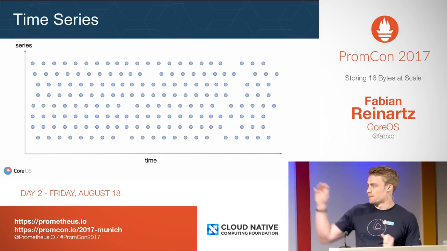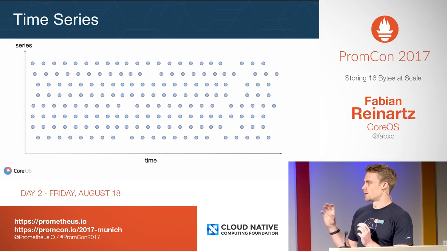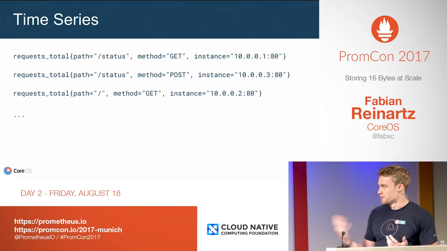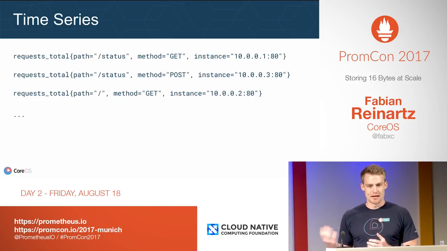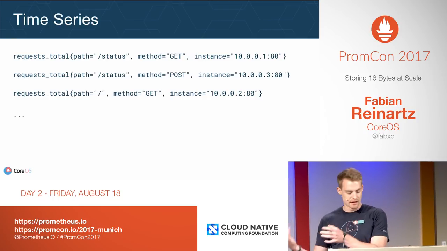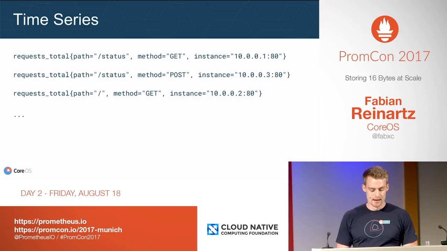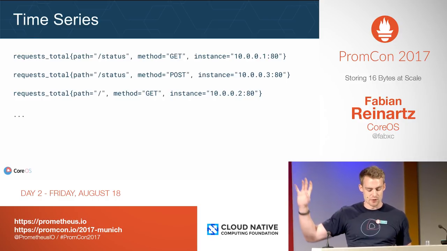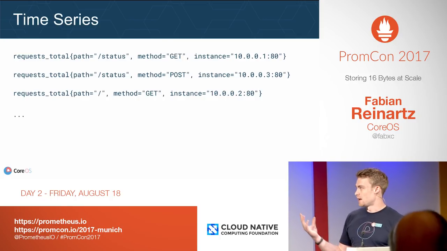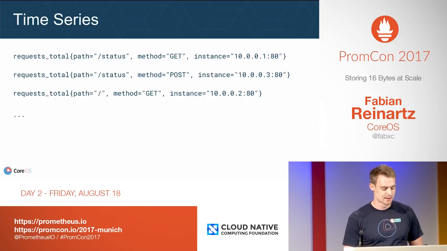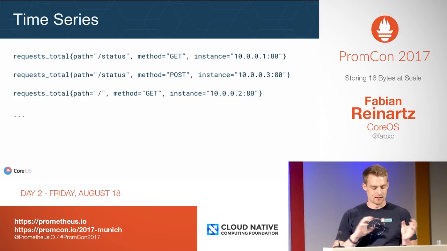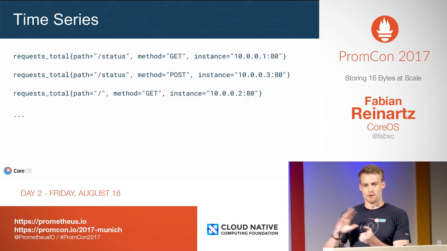To do this, we somehow have to determine what a time series is. We need a way to address a single series or a set of series. In Prometheus, you probably know the data model, we have metric names. These are meant to give a semantic meaning to the values in your time series. Then you can fan out or split up this metric using labels. A metric name plus a set of labels and a unique set of values for these labels is a single time series.